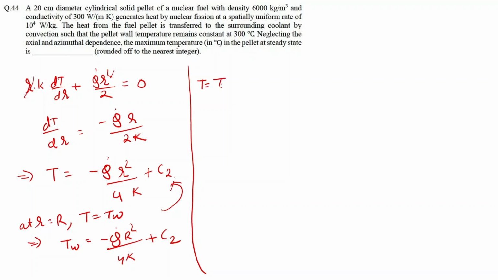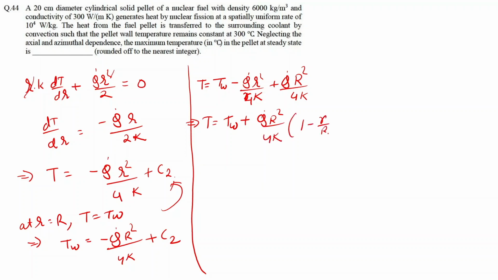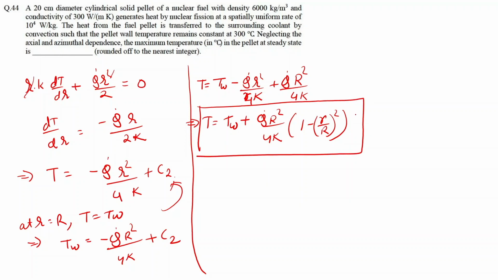T is equal to Tw minus Q dot r square upon 4k plus Q dot capital R square upon 4k. This we can simplify, and so from this equation we have the temperature profile across the radius.